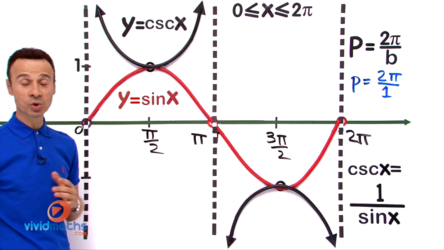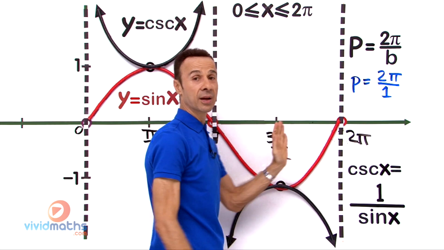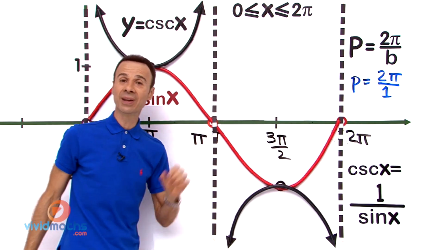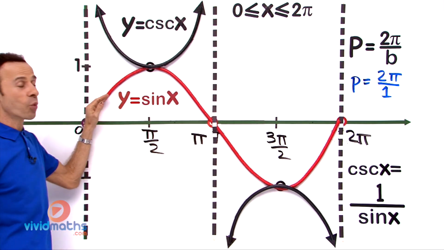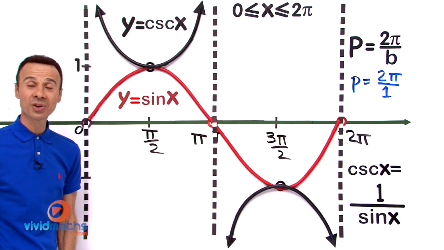And again, its period is 2 pi. It repeats itself. So it starts here, then goes here, and then it continues back up here and down there, and it continues over and over again forever, for infinity. So there you have it, the curve of y equals sine x in conjunction with y equals cosec x.